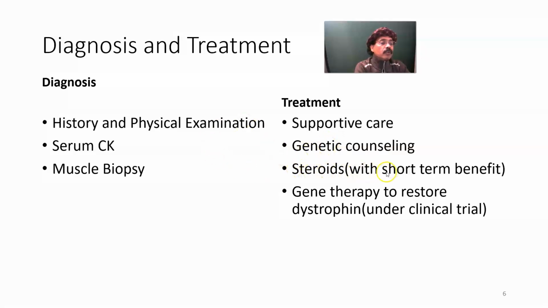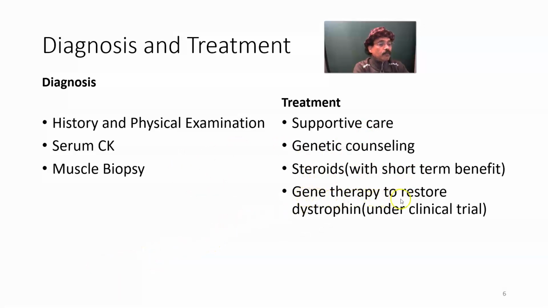Steroids with short-term benefit may make the patient a little bit ambulatory. He can walk with steroids, but steroids have a lot of adverse effects like moon face, buffalo hump, central obesity, and also many others like cataract, hypertension, aggravation of diabetes. Usually prednisolone is given. It gives some short-term benefit of ambulation. Person can walk.